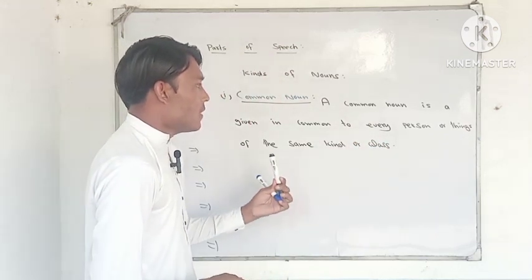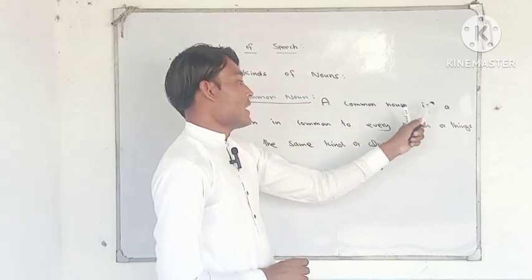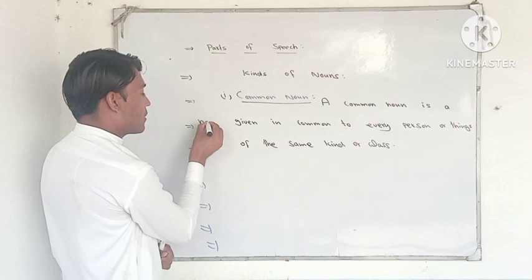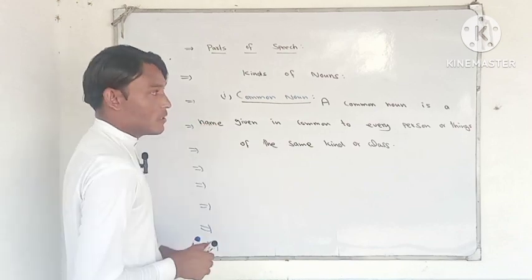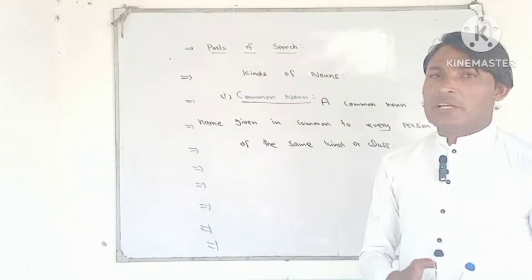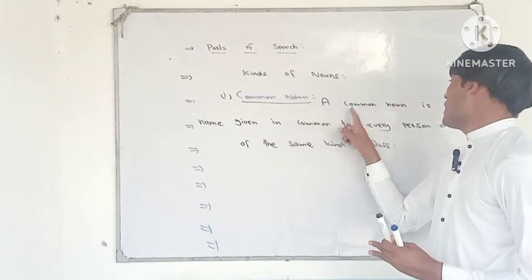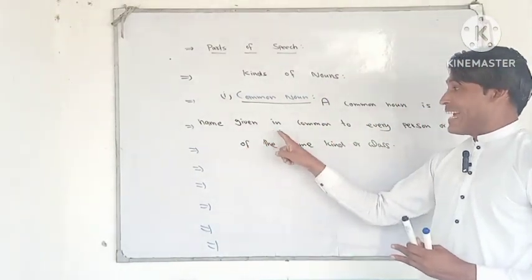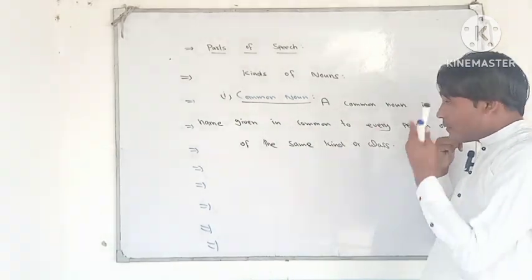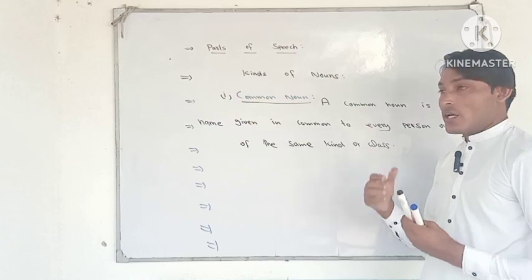What is basically a common noun? A common noun is a name. We can call it here a name. So what is basically a common noun? We can simply define that a common noun is a name given and common to every person or thing of the same kind or class.